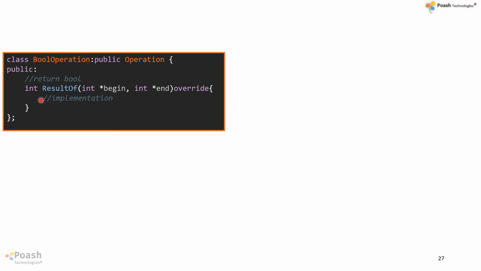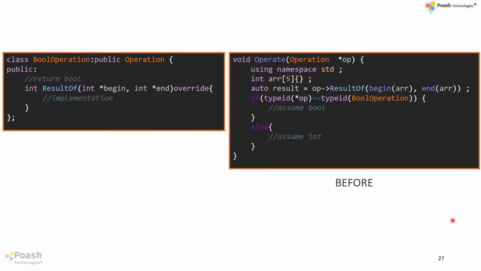However, the calling code will not be able to know whether it returns an integer or a Boolean. So in this implementation of Operation, when it is invoked by the client, they will have to check what kind of object was used to invoke the function. One way of checking is through typeid. So if the type of operation was a BoolOperation, then we should use the result as a Boolean type. Otherwise, we should use it as an integer.